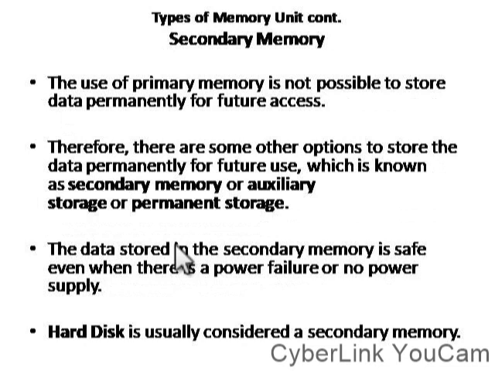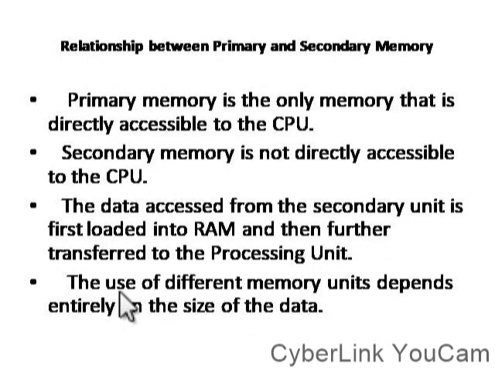Secondary memory. Here it is necessary to indicate that by using the primary memory, it is not possible to store data permanently for future access. So if we want to store our data for future access, then we have to use secondary memory. The data stored in secondary memory is safe when there is a power failure or no power supply. It is the plus point here. Hard disk is usually considered a secondary memory.